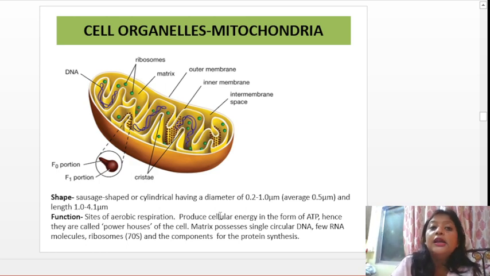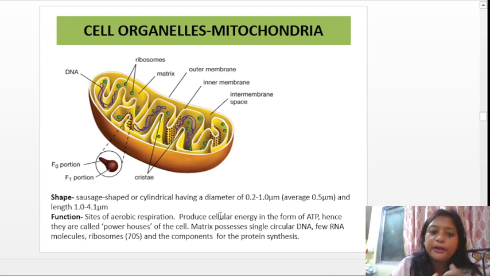Next is mitochondria, very very important. Mitochondria is also known as the powerhouse of the cell because it helps in the formation of ATP, or energy. It produces cellular energy in the form of ATP. Remember one more thing, mitochondria is also a semi-autonomous organelle because it contains its own DNA and it also produces energy. Another one is chloroplast, which I'll talk about later.